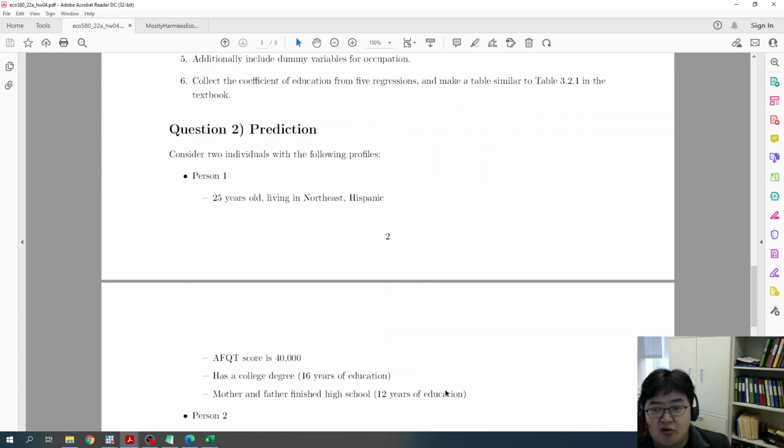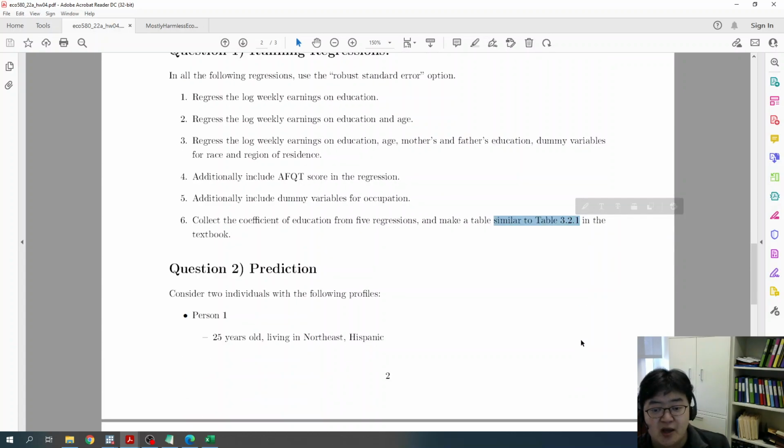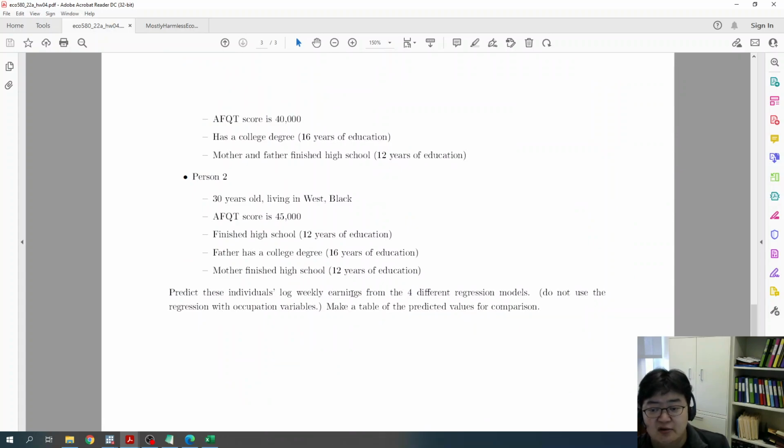You need in your answer, you have to make a table similar to the table in the textbook, and also you make another table that compares these two persons' predicted wage from different regression models, just for comparison. Okay?